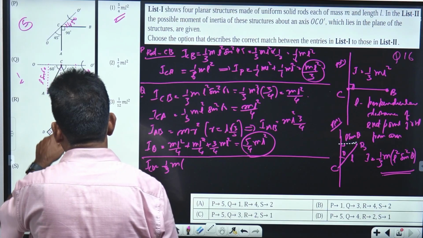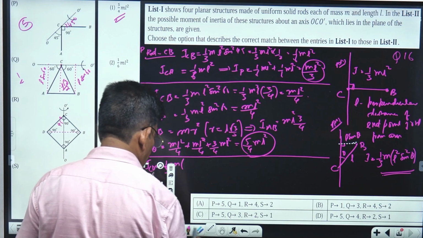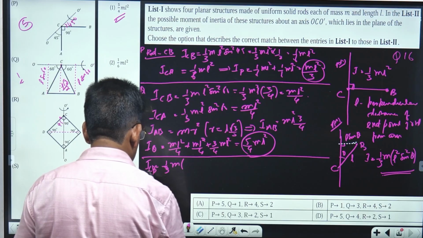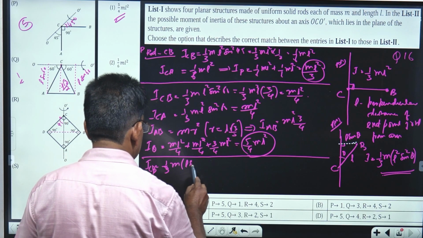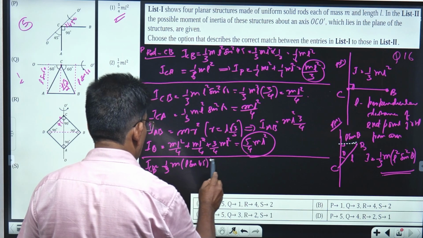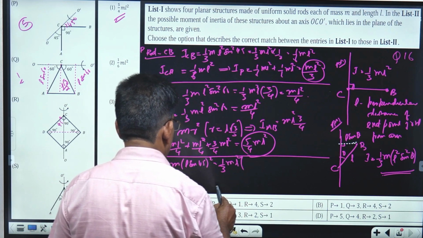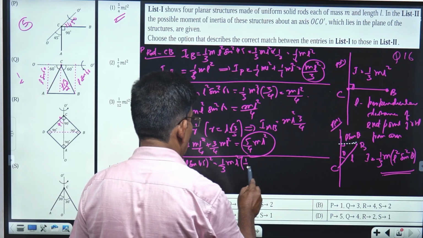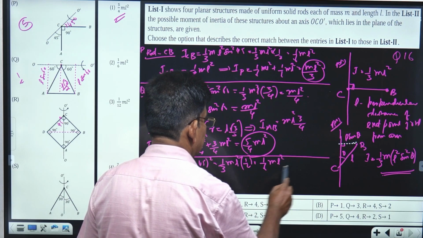And perpendicular distance of ICD or ICB or CB, I start with ICB. Perpendicular distance of ICB, and what is the distance? Opposite side, that is L sine 45 whole square. That comes to be 1 by 3 m L square. Sine 45 is 1 by root 2, its square is 1 by 2. That comes to be 1 by 6 m L square.